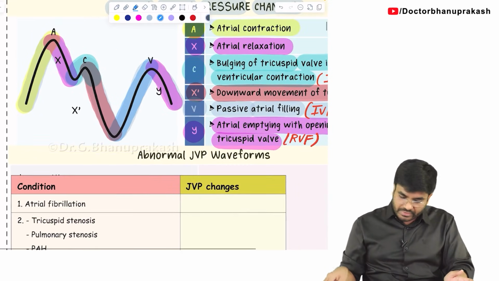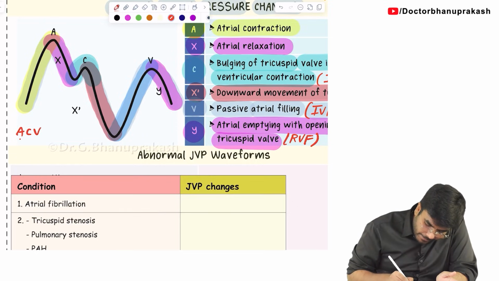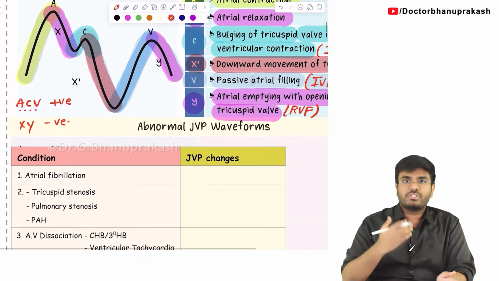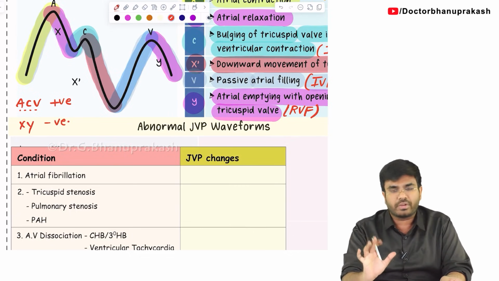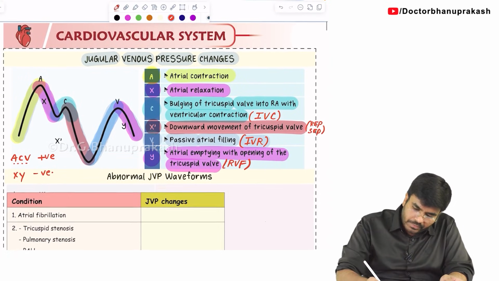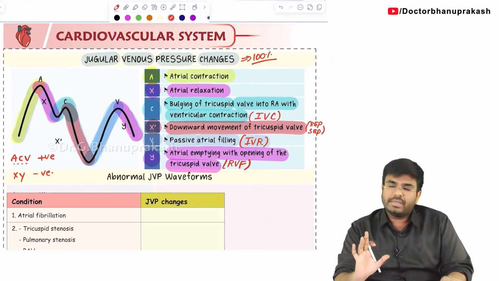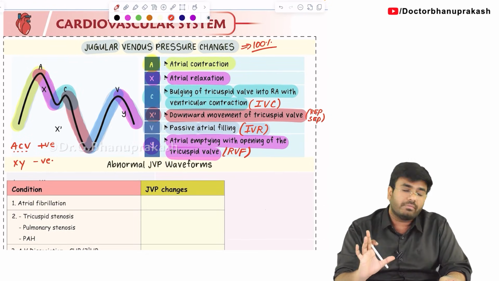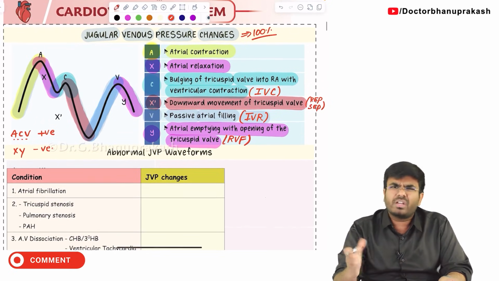Out of all these waves, A, C, X, V, Y, which are the positive waves? A, C, V are positive waves. X and Y are negative waves. Positive means the pressure is increasing, negative means the pressure is decreasing. This is important for your FMG exam. I can assure you 100%, you can expect one MCQ, either in NEET PG or FMG exam, from the topic of jugular venous pressures. One MCQ will definitely come. It doesn't matter whatever the exam is.